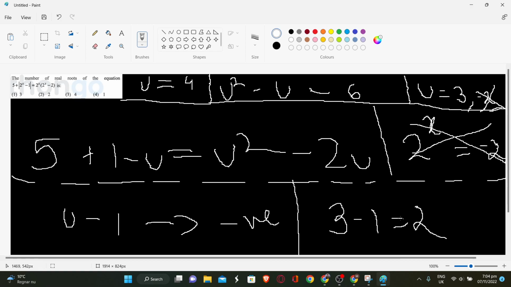So that means that we don't have a negative value of u minus 1 that satisfies this, so this is not a root of the main equation. Therefore, both the roots are not real roots of the equation. Therefore, the answer is only 1.